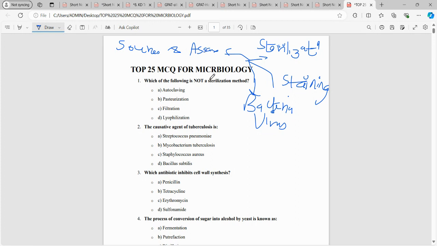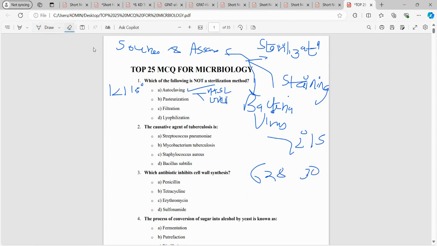So the first question is: which of the following is not a sterilization method? Obviously, autoclaving is carried out at 121 degrees Celsius for 15 minutes at 15 psi. It is also called steam under pressure, so autoclave is a moist heat sterilization. Pasteurization is of two types: HTST, high temperature short term, and LTLT, low temperature long term. HTST is also called the flash method, carried out at 72 degrees Celsius for 15 seconds, while LTLT is carried out at 62.8 degrees Celsius for 30 minutes. So pasteurization is also not the right answer.